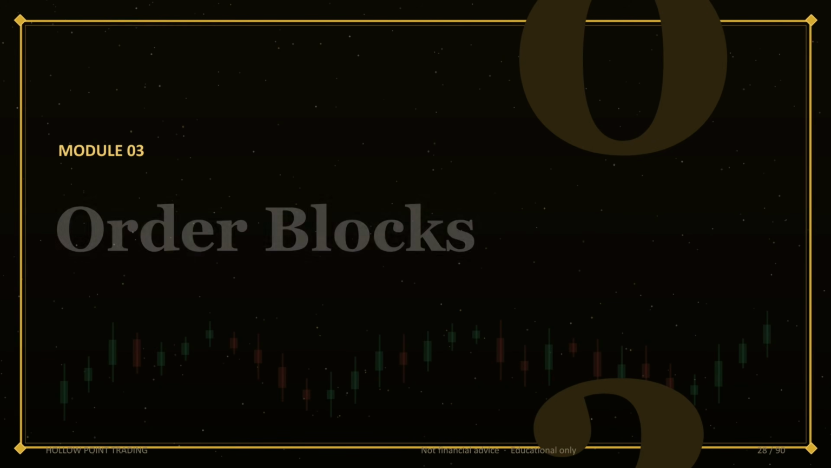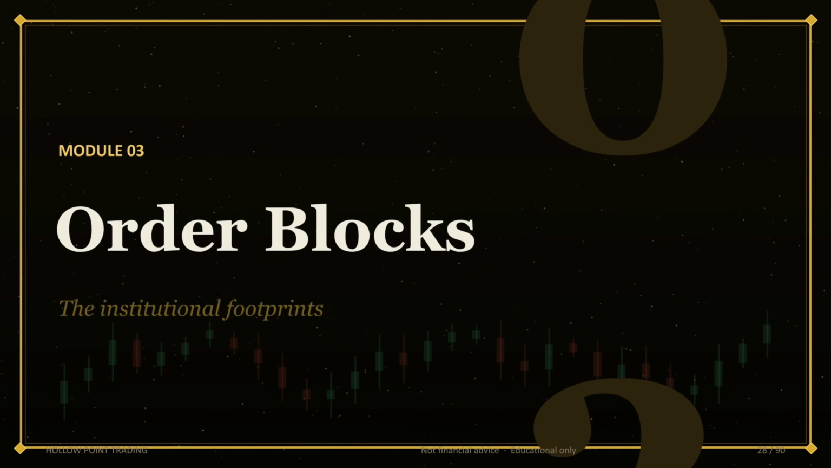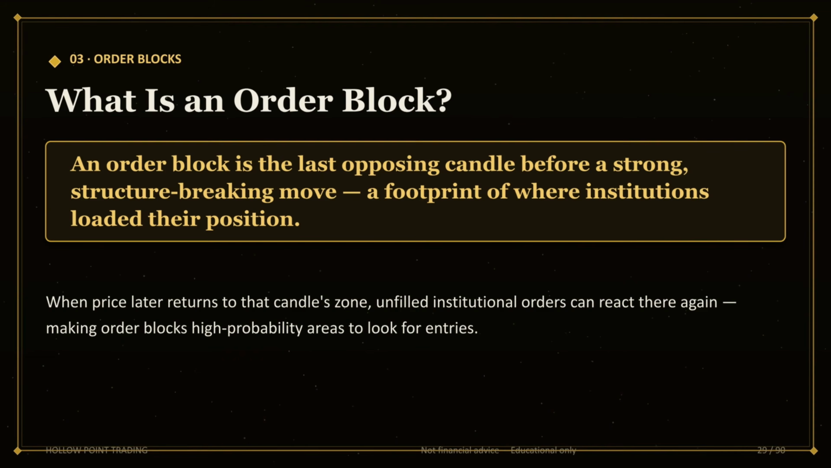Moving to Module 3, Order Blocks. Here, we analyze the institutional footprints that define where the big money enters the market. An order block is the final opposing candle before a strong, structure-breaking move. These zones represent where institutions loaded their positions, making them high-probability areas for a reaction when price returns to them.